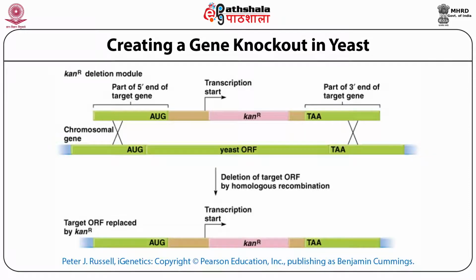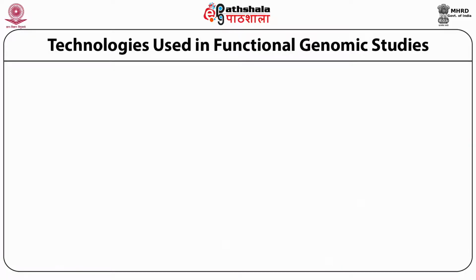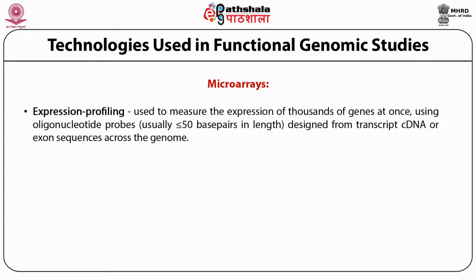We discussed how we can generate functional genomics data. Through the biological or experimental level, we can create the knockout, and then we can see the impact: if you knock out a particular gene or delete a particular ORF, then what will be the consequence for the biological system. We discussed the technologies used in functional genomics. There are many technologies used, such as microarray technology, which is used for expression profiling to measure the expression of thousands of genes at once using oligonucleotide probes designed from the transcript DNA or exon sequences across the genome.